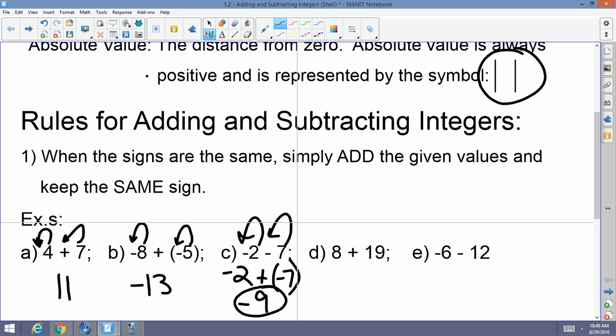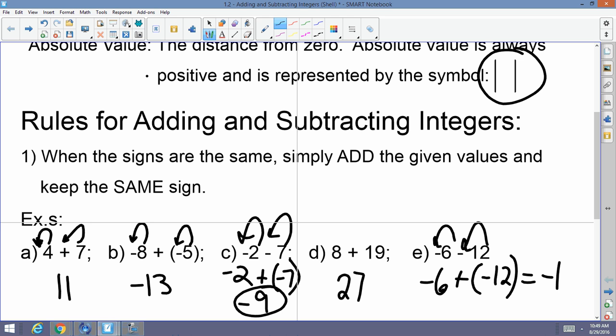8 plus 19, signs are the same, you add and keep the sign, so that would simply be positive 27. Negative 6 minus 12. The sign of the 6 is a negative. The sign of the 12 is a negative, right? This really is reading negative 6 plus a negative 12. When the signs are the same, you add and keep the sign. So that would be negative 18. So when the signs are the same, you add and keep the sign. Does that make sense, gentlemen? Any questions, gentlemen? All righty, my brothers.